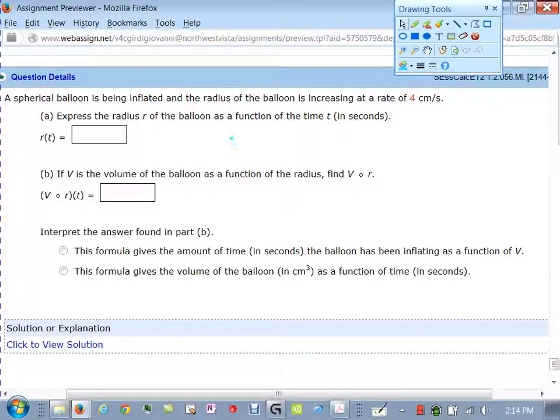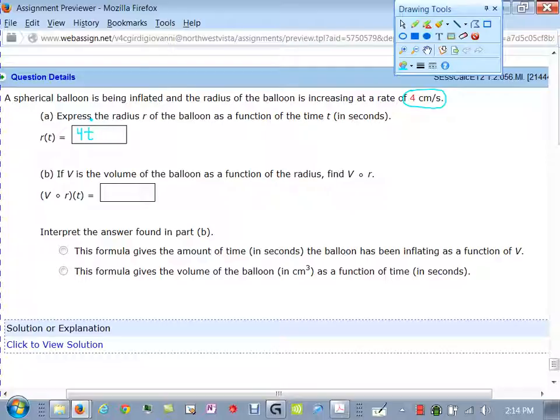Okay, a spherical balloon is being inflated, and the radius of the balloon is increasing at a rate of 4 centimeters per second. Express the radius of the balloon as a function of time. All right. So what is the radius of the balloon doing as a function of time? Every second, it is increasing by 4 centimeters. So the radius as a function of time is 4 times t. Okay, that's the radius.